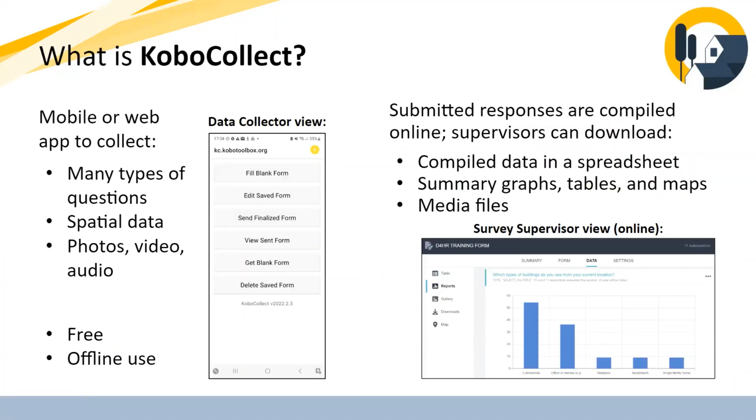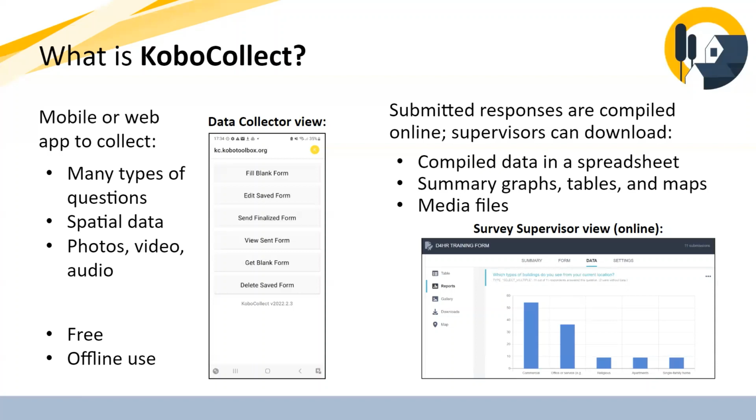Kobo Collect is a data collection app that is mainly designed for mobile devices, though there is a web app data collection option. You can program in many different types of questions and also collect spatial data via Kobo Collect, that is points, lines, and shapes. You can also record photos, videos, audio, or get files to be uploaded from participants. It's a free tool, and you can use it offline in the field.